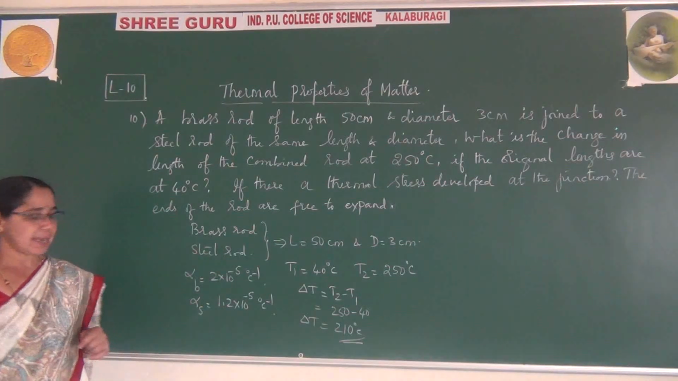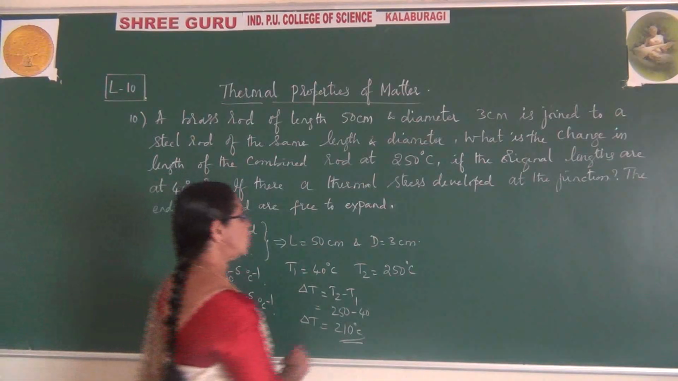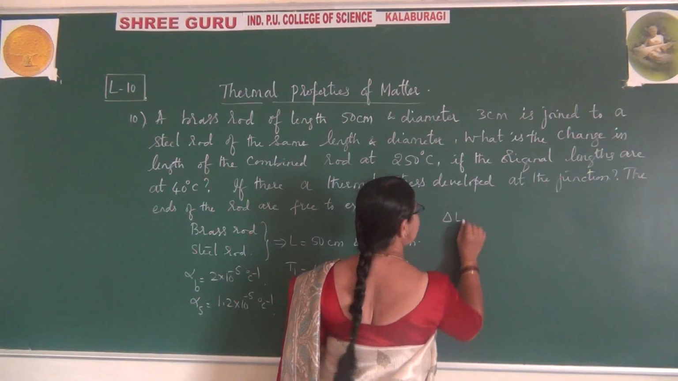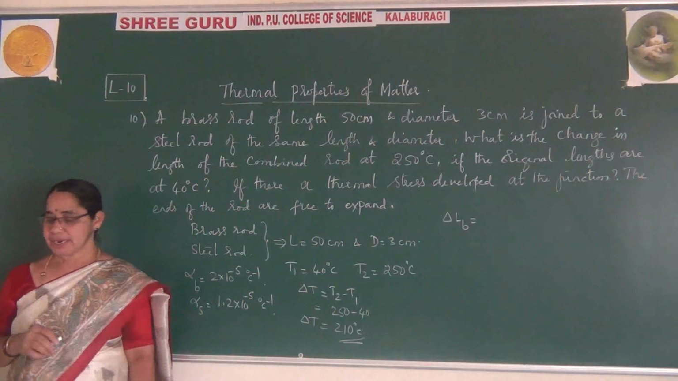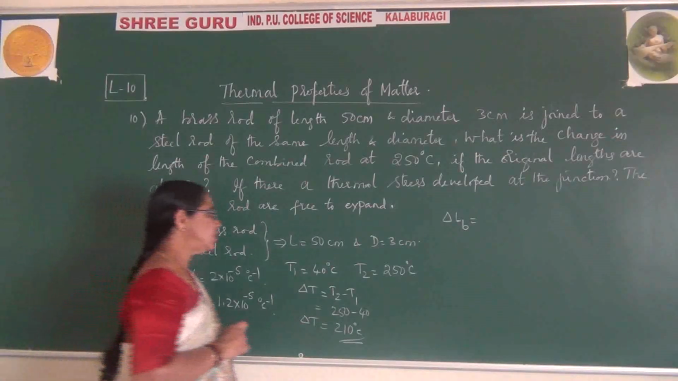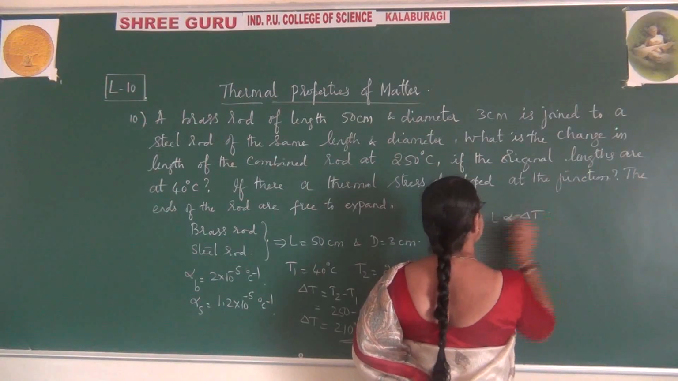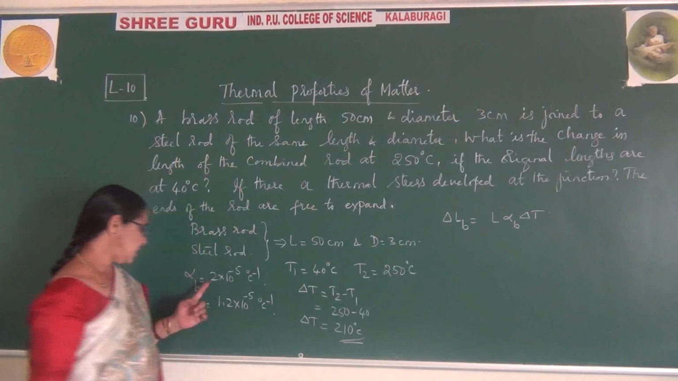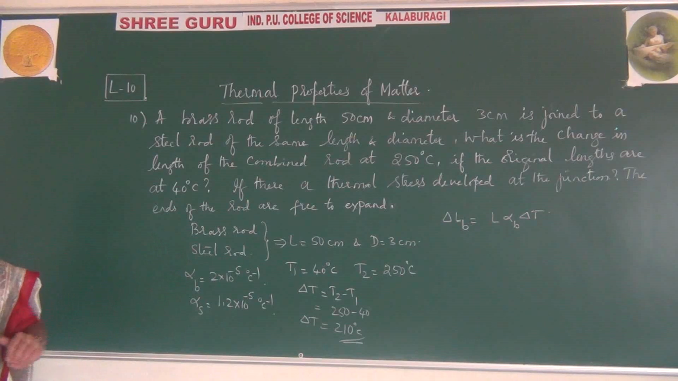Okay. Now let us calculate the change in length for the brass rod. Change in length for the brass rod means delta LB. Let me write for your convenience. Change in length for brass rod, delta LB. For this we write it is L alpha into delta T. What is this alpha? Alpha B. What is alpha B? The coefficient of expansion for the brass rod. So this is for the brass rod.